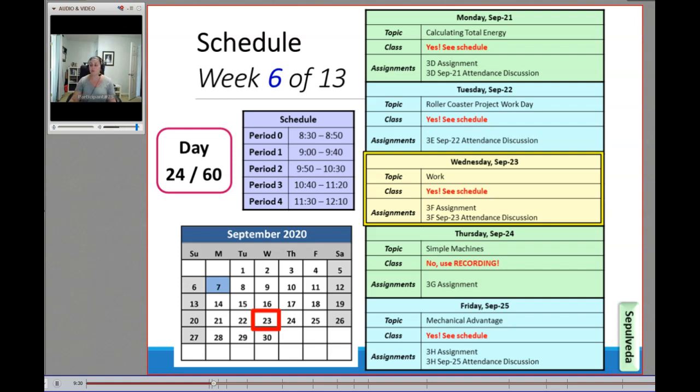We are going to be working on work today with our 3F assignment, and obviously our attendance on the end. It is Wednesday, September 23rd, so don't forget that tomorrow we do not have any science classes, but there are other classes. So don't think that's a day off, just no science class time. We don't get to see you tomorrow.